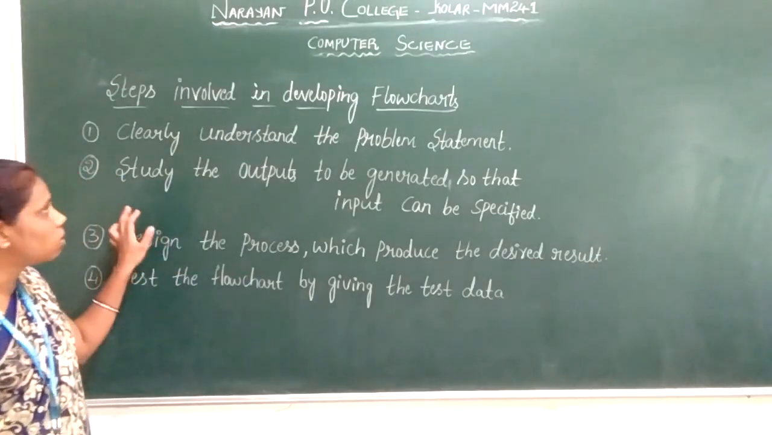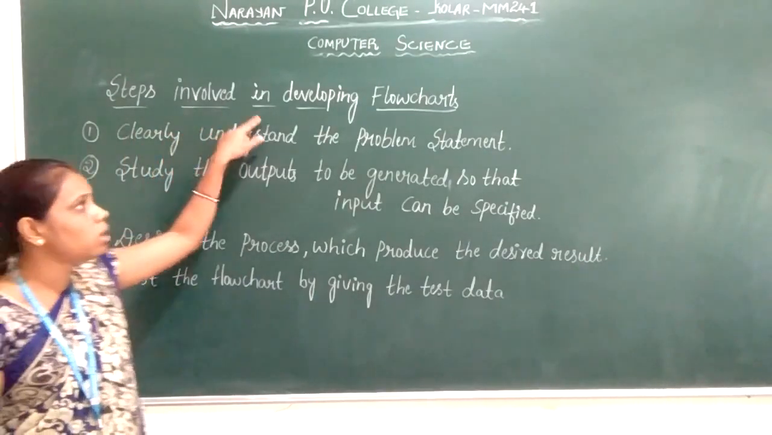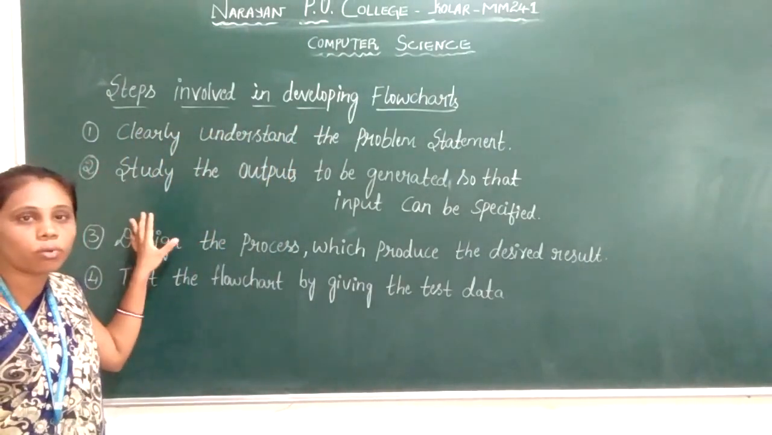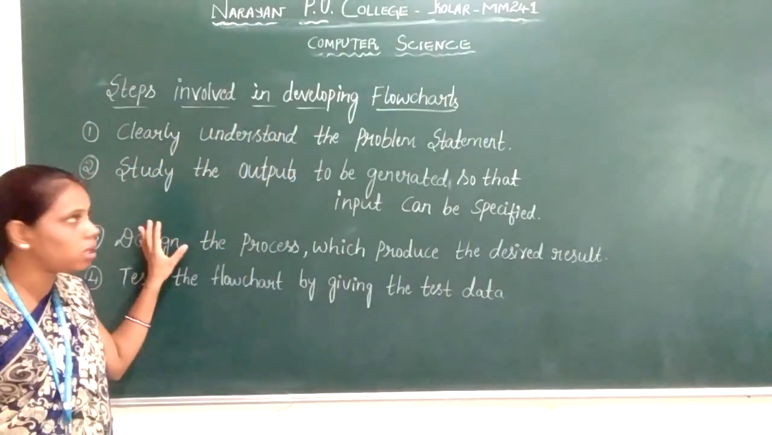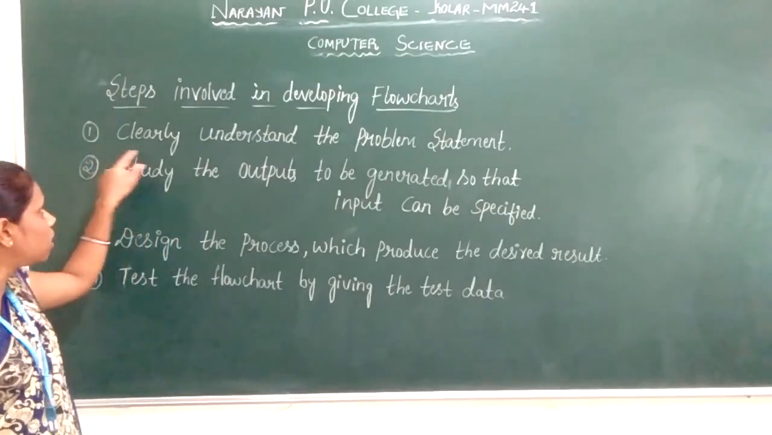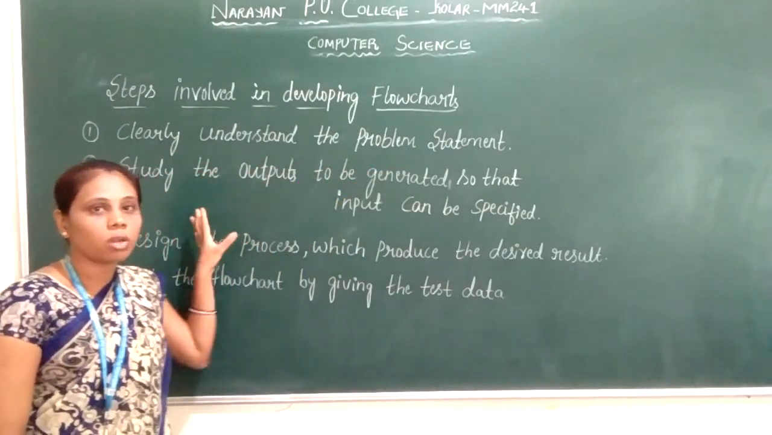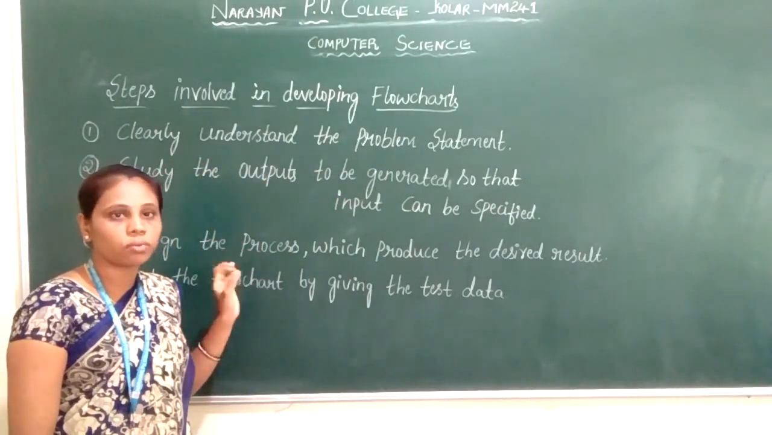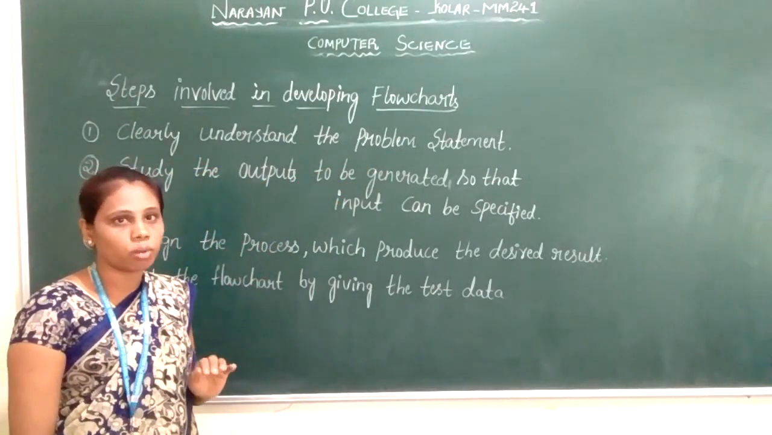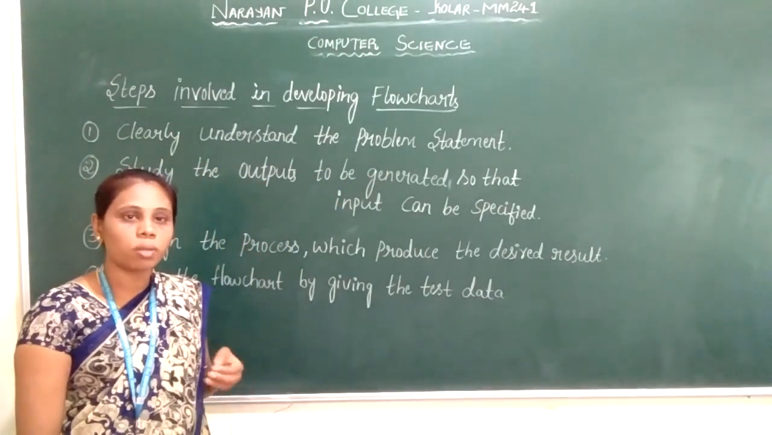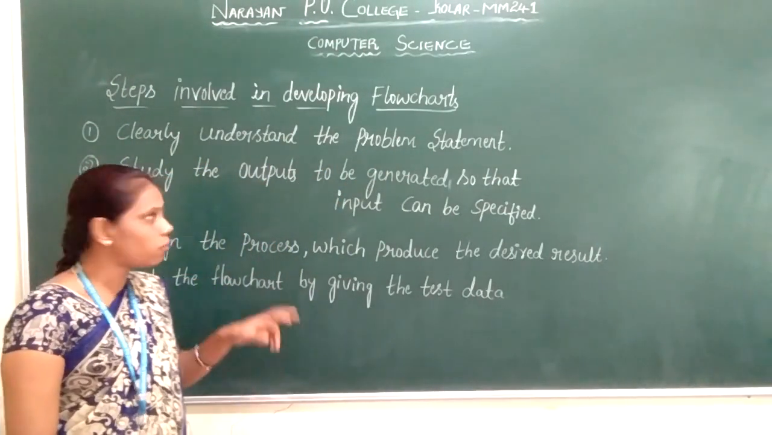Okay. Next we will see the steps involved in developing a flowchart. We need to know the steps. We need to follow some steps while designing a flowchart. In the first step, clearly understand the problem statement. Means in order to design any flowchart, first you need to understand the problem. What is the problem? What we need to do in the problem. So that should be clearly understood in the first step.